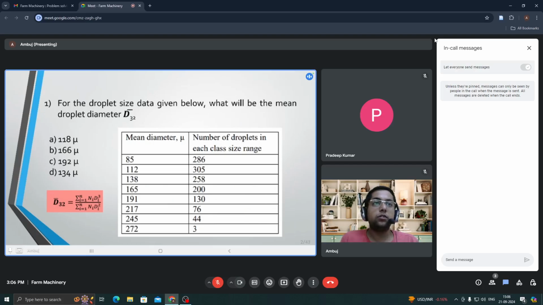On following a similar note, there would be a denominator that would be ni di square. How will you do that? 286 into 85 square plus 305 into 112 square, then 258 into 138 square. Then sum all the terms in a similar pattern. You will calculate the numerator separately, then the denominator separately, then D32 would be the fraction numerator upon denominator. Then you will get a value. Okay, please do try to calculate.